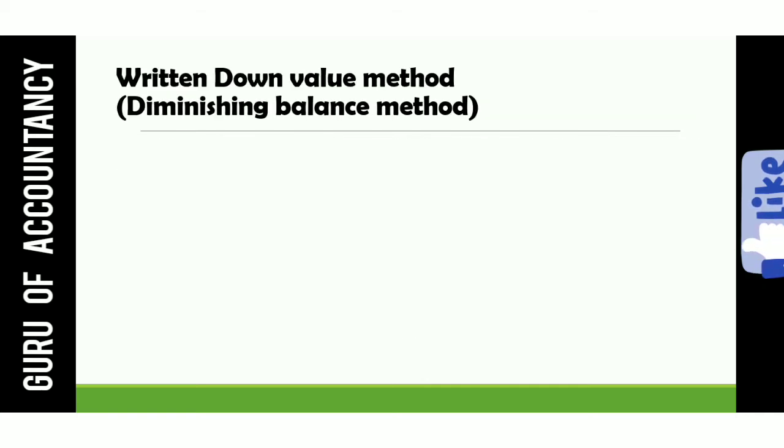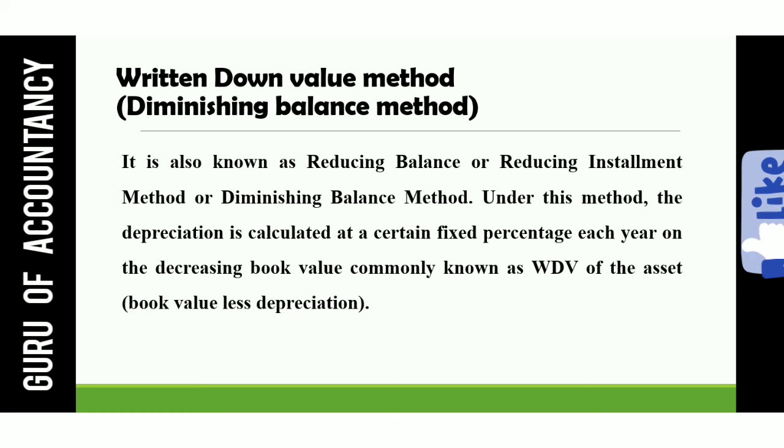Second method of calculating depreciation is written down value method. It is also known as reducing balance method or reducing installment method or diminishing balance method. Under this method, the depreciation is calculated at a certain fixed percentage each year on the decreased value, that is written down value of the assets.